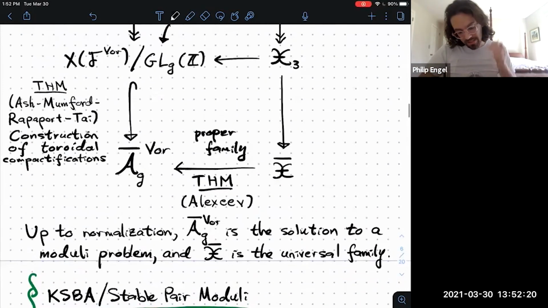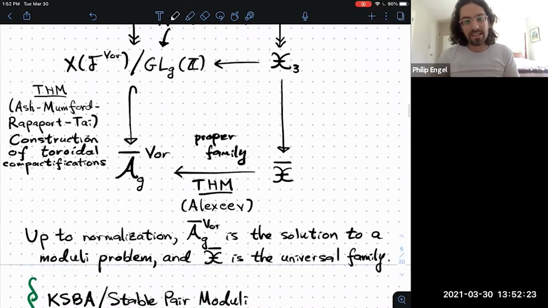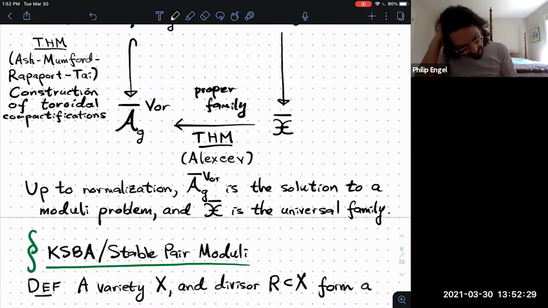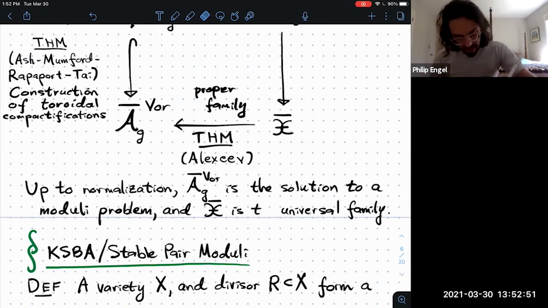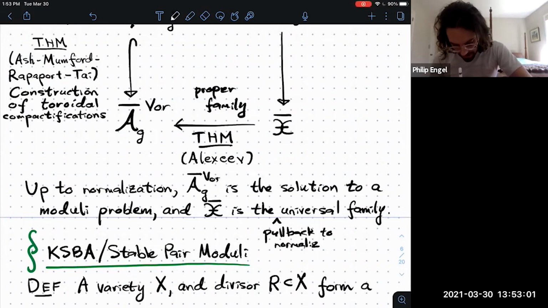So once we have this family, we can ask, well, does it solve some sort of moduli problem? And a theorem of Alexeev from the 90s is that the answer is yes, up to normalization. So if we normalize this, sorry, not that, but A_g Voronoi is the normalization of a solution to a moduli problem. And this X bar is, I should really say, the pullback to the normalization of the universal family.